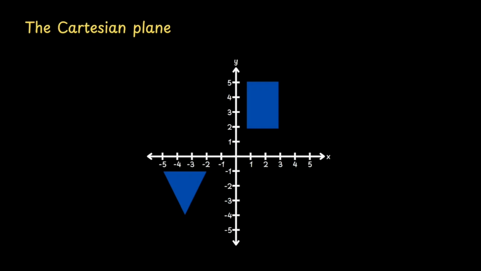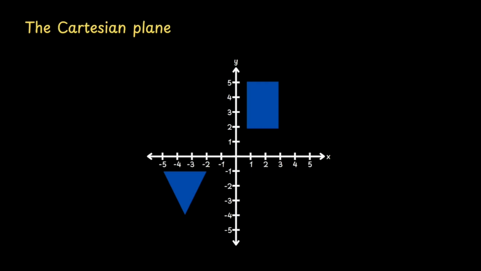Now what you can see on screen at the moment is a simple Cartesian plane which consists of an x-axis on the horizontal dimensions and a y-axis on the vertical dimensions, right? What I've done is I've placed two shapes on this Cartesian plane as well. I've placed a rectangle and a triangle, and we're going to work with this together.